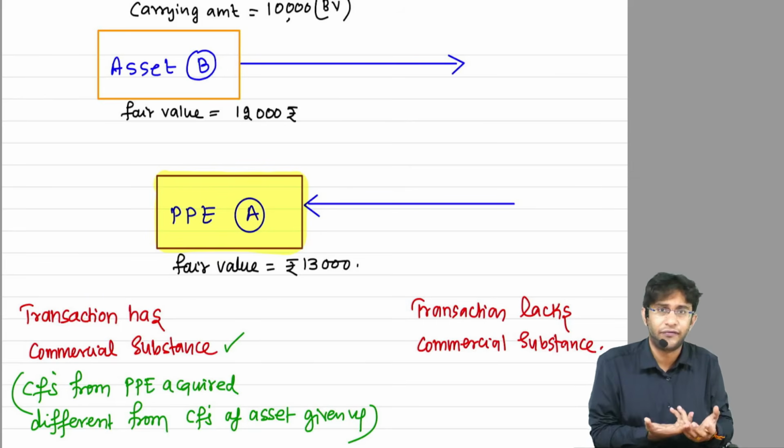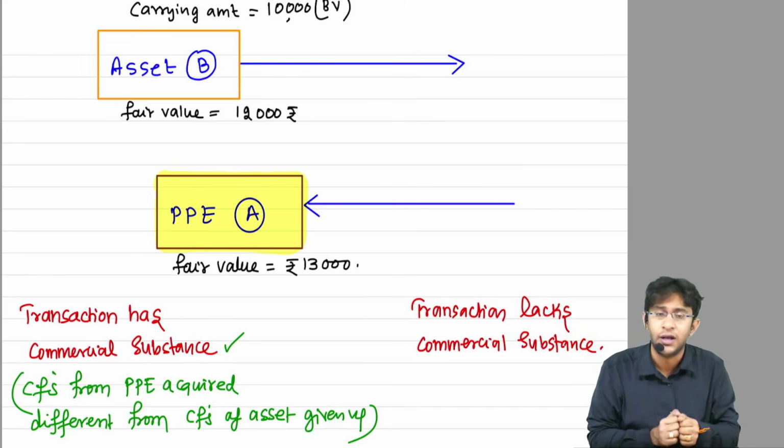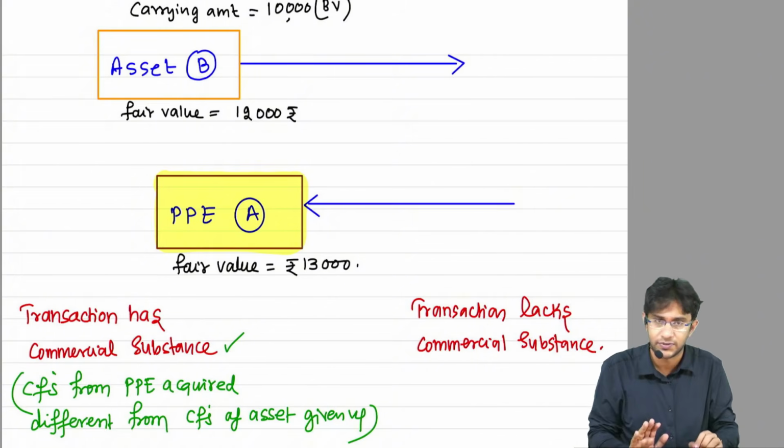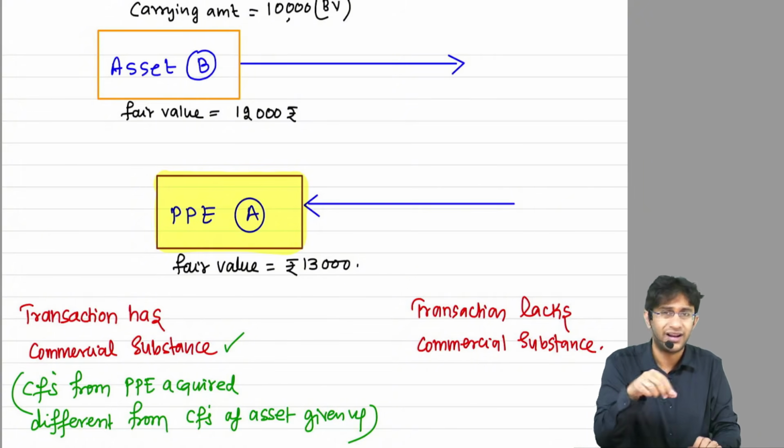Since the products are different, their sale values, cash flows and all will be different. Just because both are machineries, you cannot conclude that the transaction does not have commercial substance. Okay, point number one. Point number two, another example.